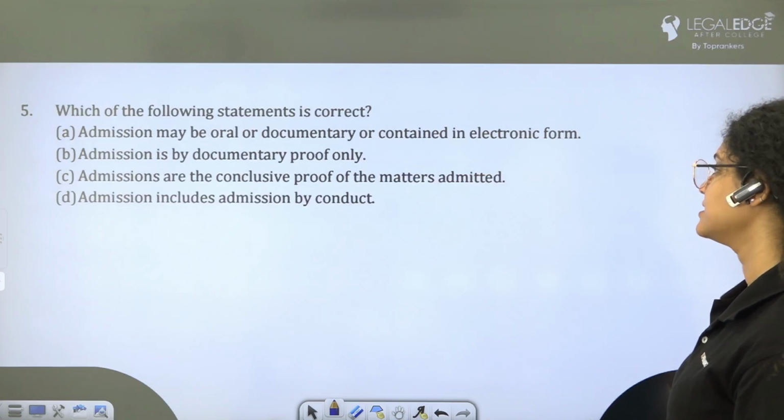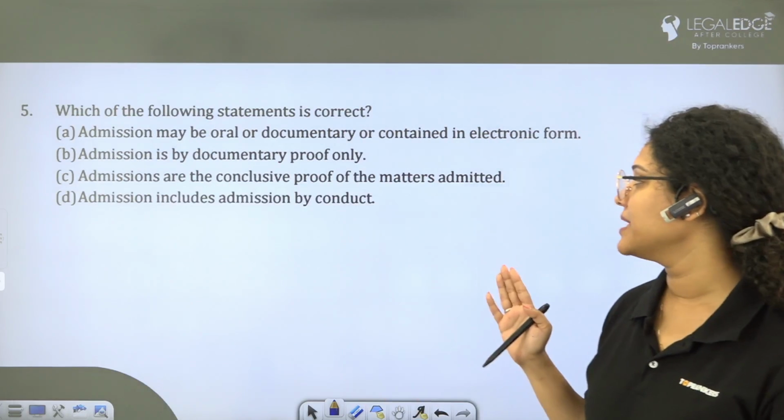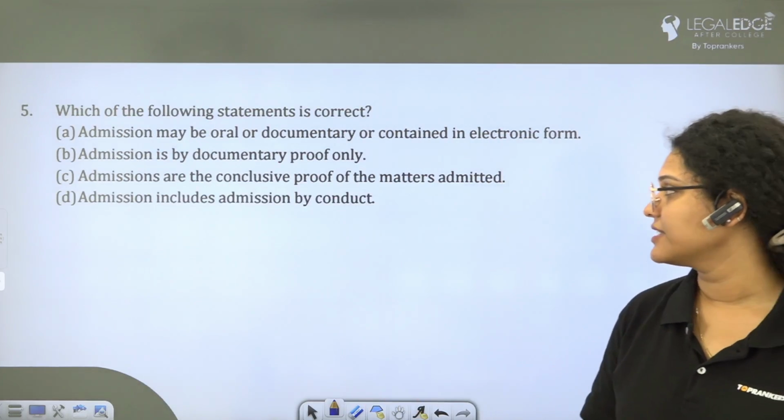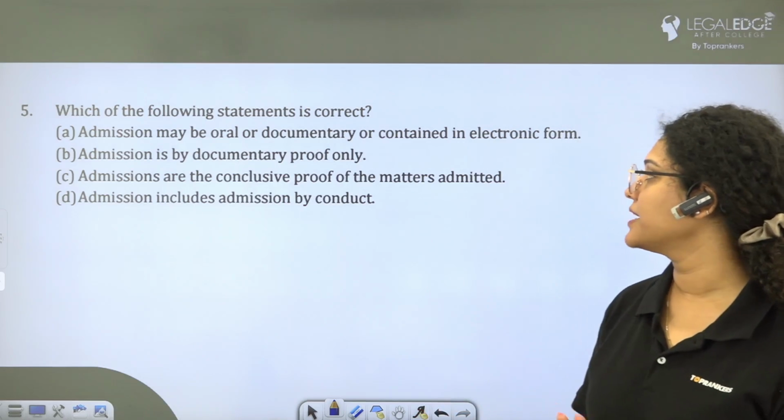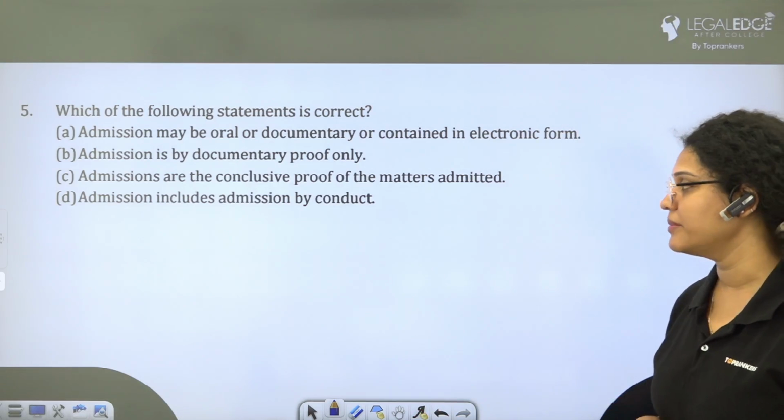Moving ahead. Which of the following statements is correct? A. Admission may be oral or documentary or contained in electronic form. B. Admission is by documentary proof only. C. Admissions are the conclusive proof of the matters admitted.